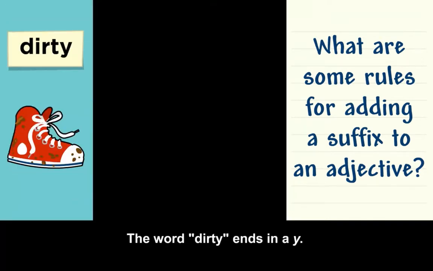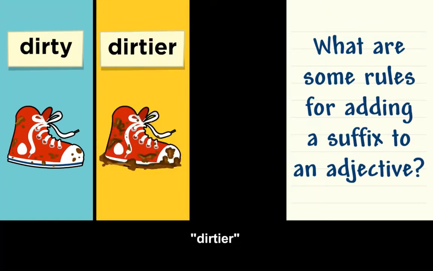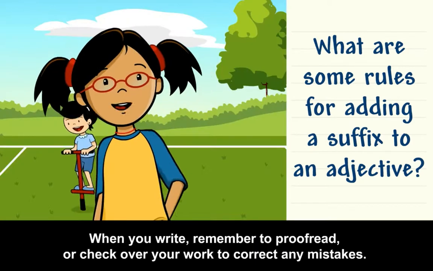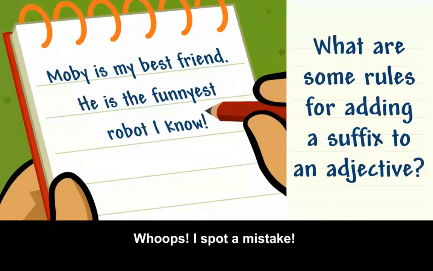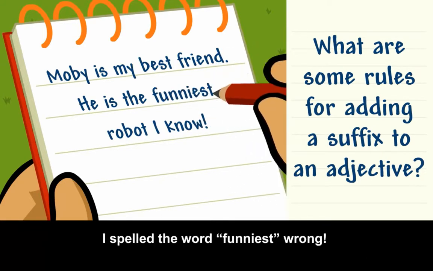The word dirty ends in a Y. That means you have to drop the Y to add a suffix. Dirtier and dirtiest. When you write, remember to proofread or check over your work to correct any mistakes. Oops, I spot a mistake. I spelled the word funniest wrong.